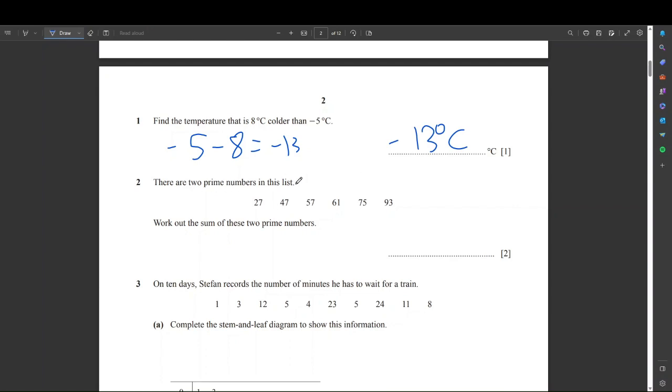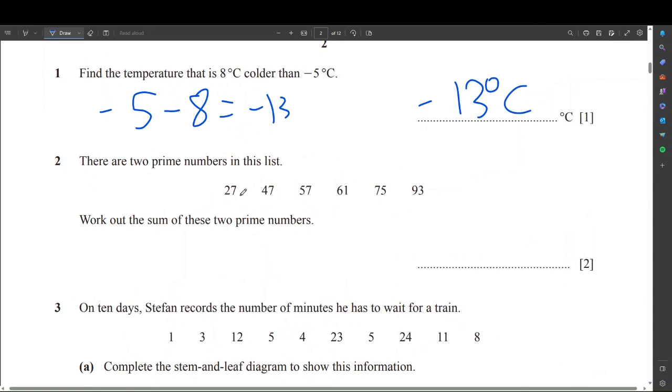There are two prime numbers in this list, and you need to find the sum of these two prime numbers. So first thing is to find which of these are prime numbers. The multiples of 5 are clearly 75, and the multiples of 3 would be those whose digits add up to a multiple of 3. So 27 is a multiple of 3, so it's not prime. 93 is also one, because 9 plus 3 is 12. 5 plus 7 is also 12, so that'll be another one. So 47 and 61 are the only ones which are not divisible by any of the other numbers.